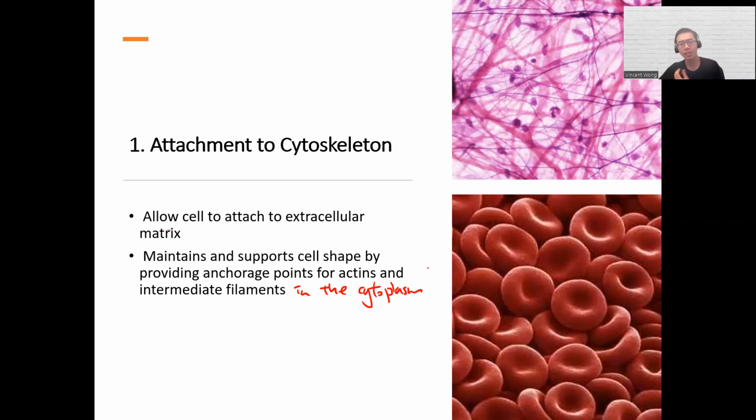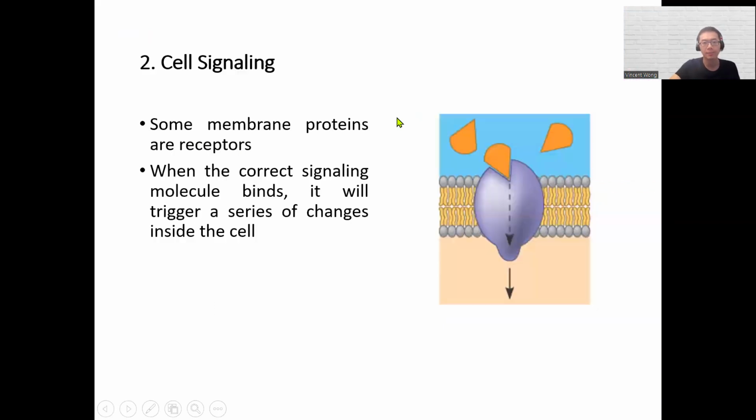Okay, so this is the red blood cell. You saw it in lecture 2 when we learned about sickle cell anemia, right? To maintain that very distinctive shape with the pinch in the center, you need to have these membrane proteins that help to attach the membrane to the cytoskeleton. All these fibers that you see in this top picture, those are fibers in the extracellular matrix, and the cell needs to be able to attach to the sites, to navigate through it, to move around, to stay put in some cases. So that's the first function, attachment to cytoskeleton.